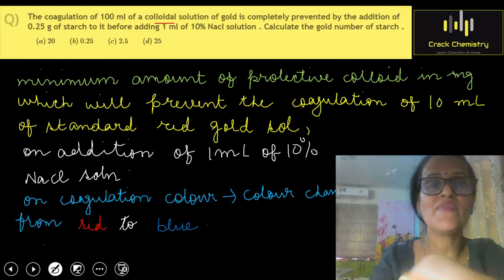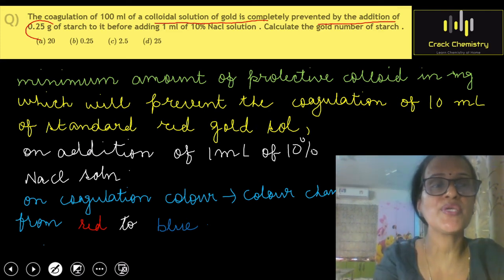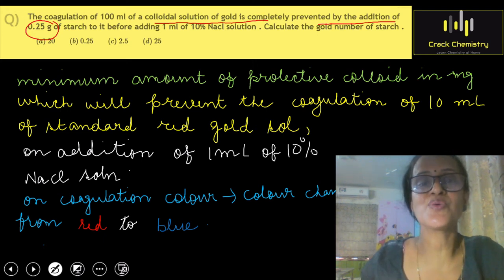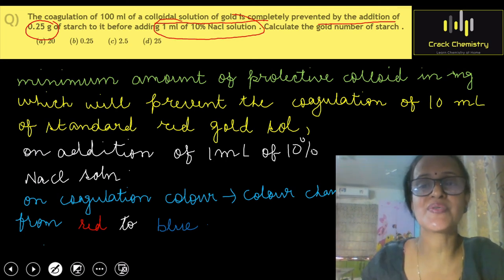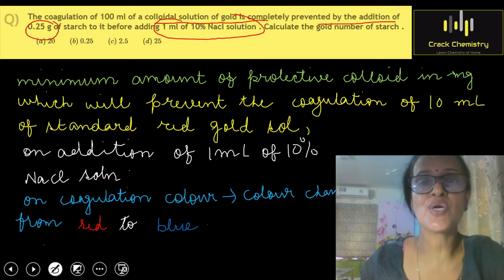The coagulation of 100 ml of a gold salt is completely prevented by addition of 0.25 gram of starch to it. So, if you add 0.25 gram of starch to 100 ml of gold salt, its coagulation is completely prevented when you add 1 ml of 10% NaCl solution. So they are asking you to calculate the gold number of starch. So what is the gold number? Just now we have seen that the gold number of a protective colloid is its minimum amount in milligram, which will prevent the coagulation of 10 ml of gold salt on addition of 1 ml of 10% NaCl solution in it.